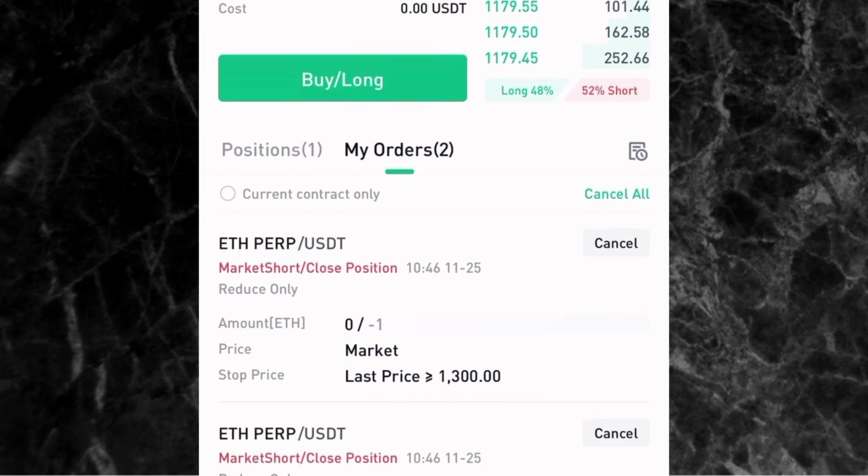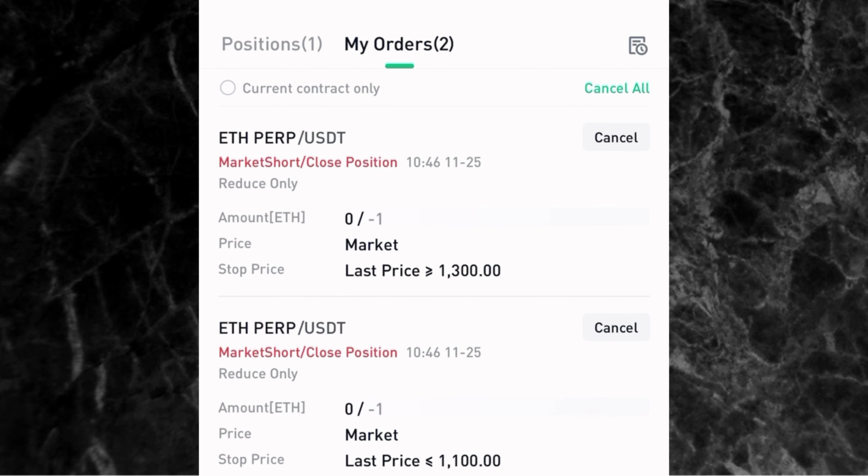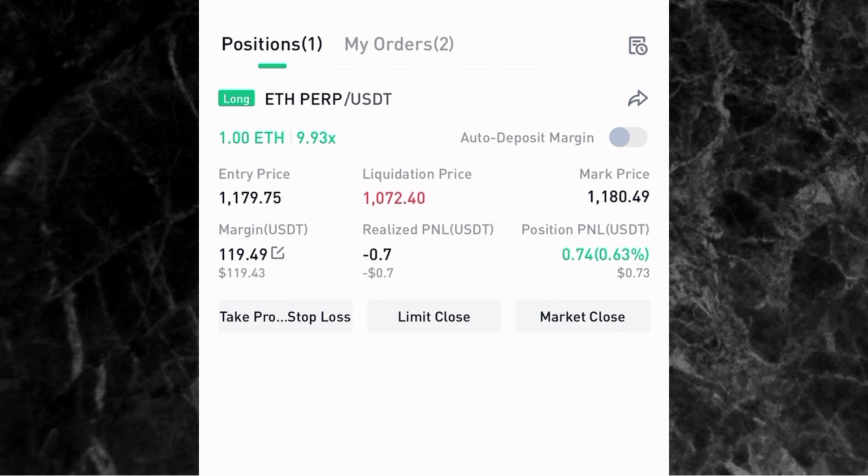Now, if you scroll down, you'll be seeing your position and your order. Now, under order, where you have my orders, that's where you have your take profit and your stop loss. So you can see the first one is your take profit, while the second one is your stop loss. But if you go under position, that's where you can see the trade that you are currently doing right now. So now I'm going to be explaining some details to you guys about what you can see right here on the screen so you can know the meaning of all of these things.